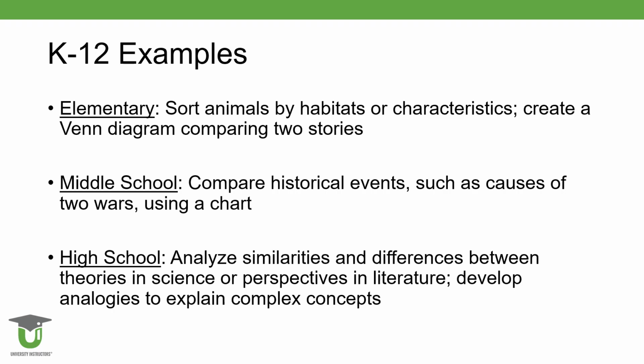In middle school, students could compare historical events, such as causes of the two wars, using a chart to highlight key similarities and differences, which supports analytical thinking and understanding of cause and effect relationships. At the high school level, students might analyze similarities and differences between scientific theories or perspectives in literature, and even develop analogies to explain concepts. Across all levels, this strategy helps students recognize patterns, deepen comprehension, and strengthen critical thinking skills.